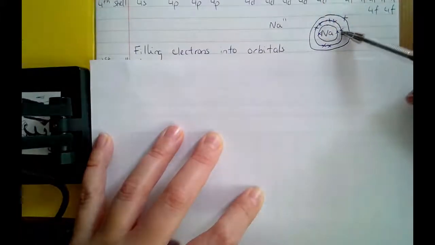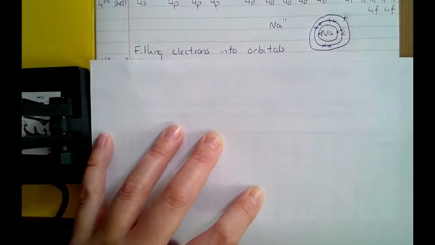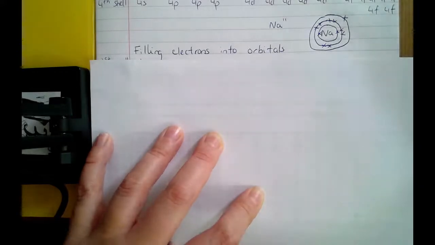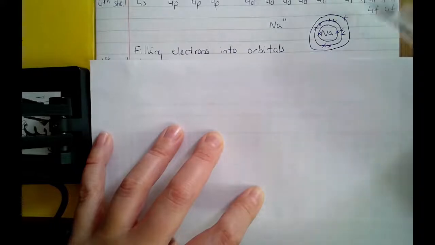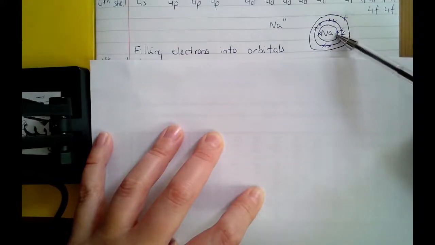And I've got 2 and 8 is 10 and 1 is 11. I've drawn all 11 electrons. So when I'm drawing my electron shell diagram, I always start with the first shell. That's the shell here on the inside, the shell closest to the nucleus. The reason I start with the first shell is because it is the shell lowest in energy.